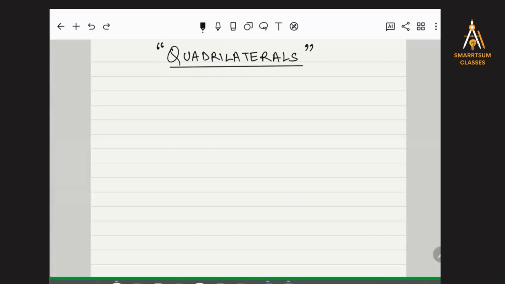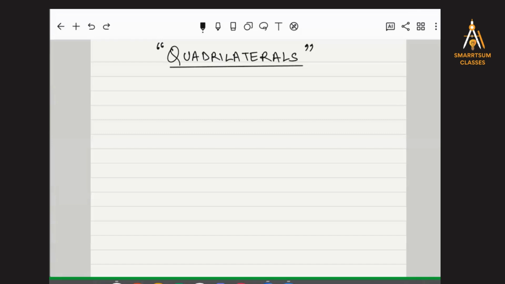I hope everybody is getting my voice and everybody can see my screen. I hope everybody is familiar with vertices, sides, adjacent sides, diagonals, opposite sides, consecutive angles, opposite angles. These are the terms related to geometry, and we should know these terms in order to understand the theorems properly. I have assumed that you already know this. If anybody has any doubt related to these terms, you can tell me, I will explain.